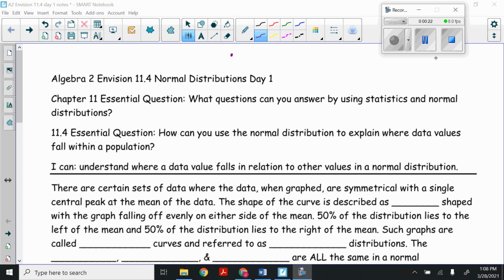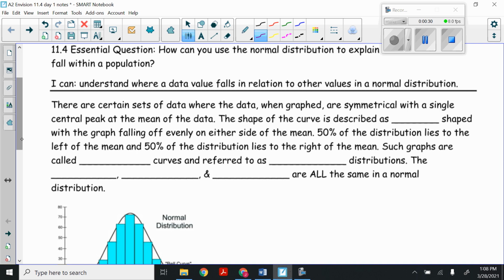There are certain sets of data where the data when graphed are symmetrical with a single central peak at the mean of the data. The shape of the curve is described as bell-shaped, with the graph falling off evenly on either side of the mean. 50% of the distribution lies to the left of the mean, and 50% lies to the right of the mean. Such graphs are called normal curves, referred to as normal distributions.